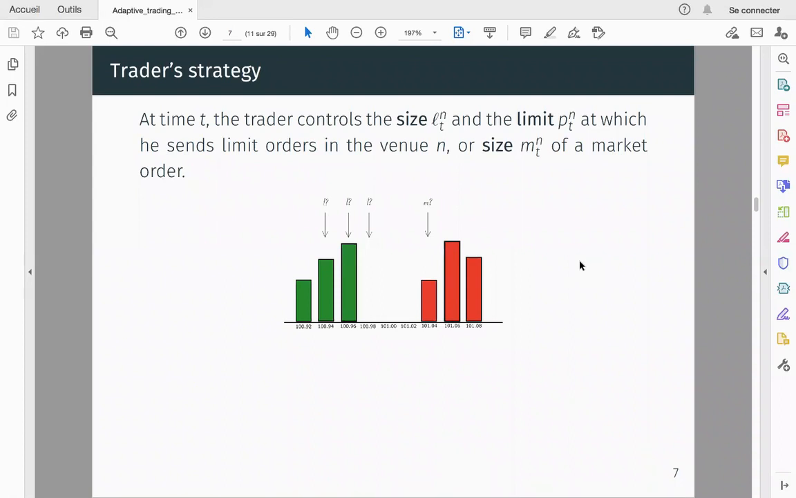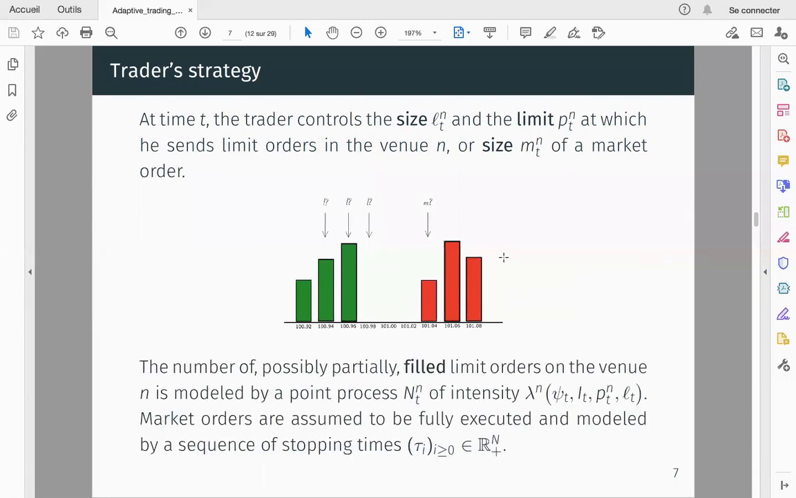So about the trader strategy: at each time t, over the trading horizon 0 to capital T, the trader controls the size LTN and the limit PTN at which he will send limit orders in the venue N, or he can also control the size MTN of a market order. As you can see on this image, the trader can either post a limit order at the first limit right here, at the second best limit, he can also create a new best limit if the spread is not equal to 1 tick size, or he can send a market order and be executed at a less favorable price.